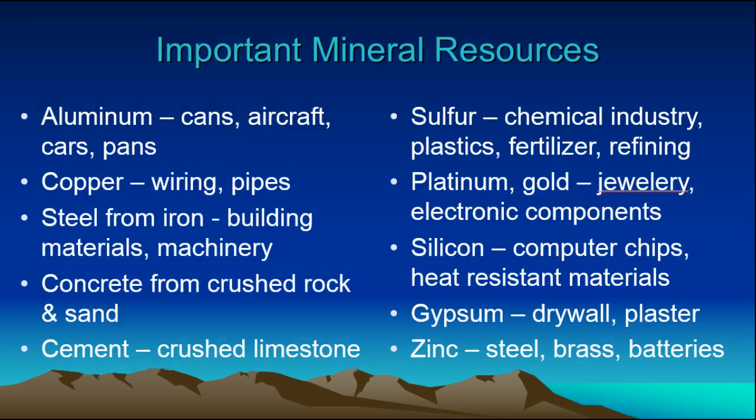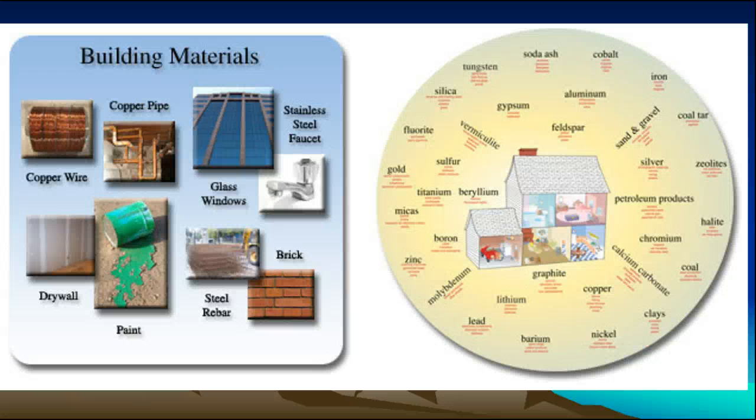So here are some important mineral resources for some examples. So these are some things that you can find them in, some uses that we have for them. And you want to make sure that you record a whole bunch of different ways that we use minerals, because this is something that you should be aware of. You can see that they're found throughout your home in many different products, from the glass in your windows to the copper in your pipes, your paint and your drywall. Pretty much every part of your home has a lot of minerals in it.